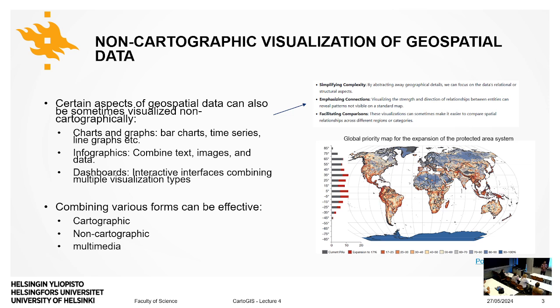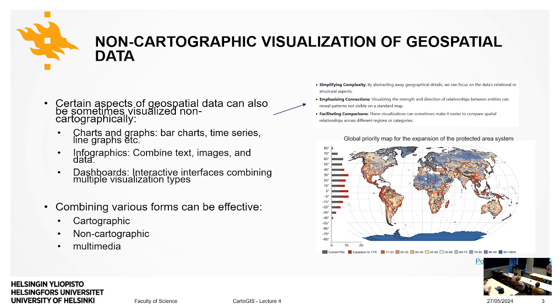So you might have a map. Since you have geospatial data, very often it's hard to avoid that. We are learning cartography, so we want to make beautiful, informative maps. But at the same time, there might be aspects of your data that you may want to visualize with a chart, for instance. A combination of the two can be informative.